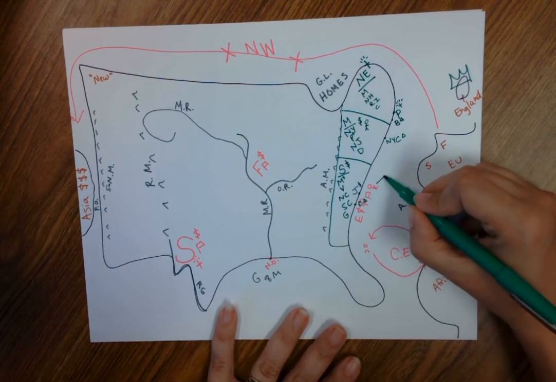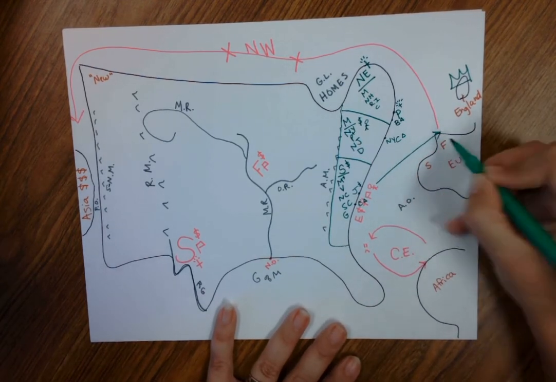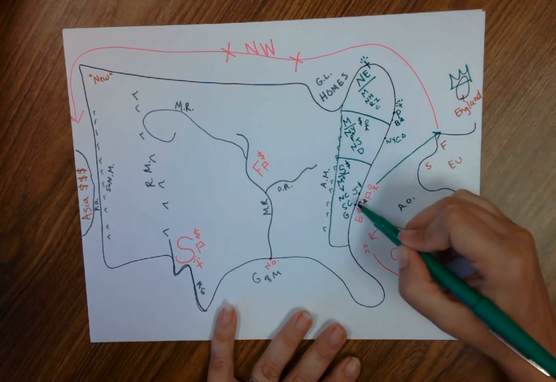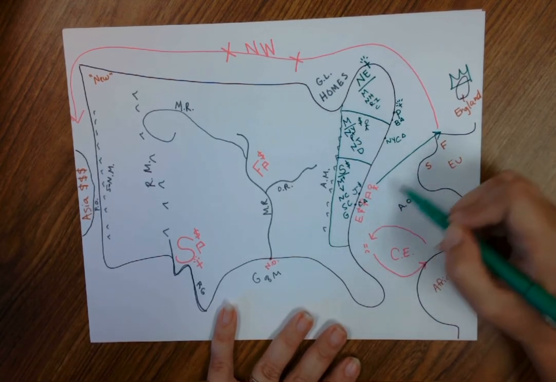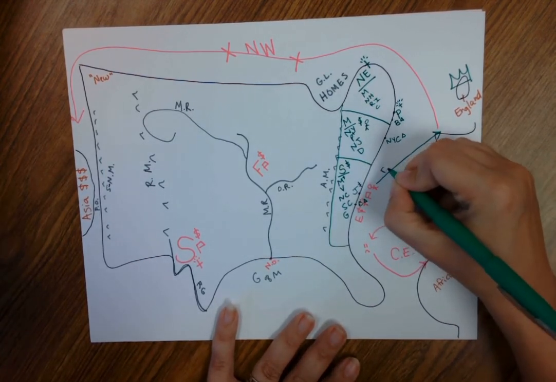Thinking about how they are trading, it creates a triangular trade. Coming out of the colonies and sending it to its mother country or Europe is going to be raw materials.